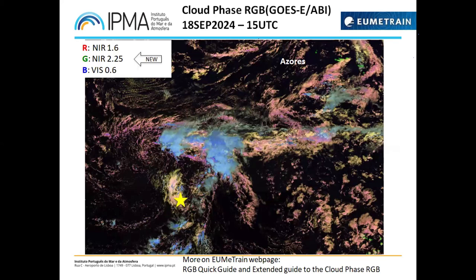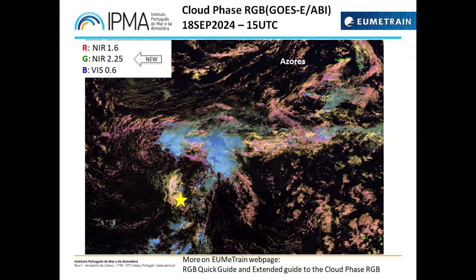So the remnants of Gordon can be seen here. This is from yesterday at 15 UTC. This is the cloud phase RGB from the GOES East sensor ABI. This RGB will be one of the new RGBs from the FCI instrument on board MTG. And if you want to know more about this new RGB, you can go to the EUMeTrain webpage. You can see here, you have the quick guide and also the extended guide.